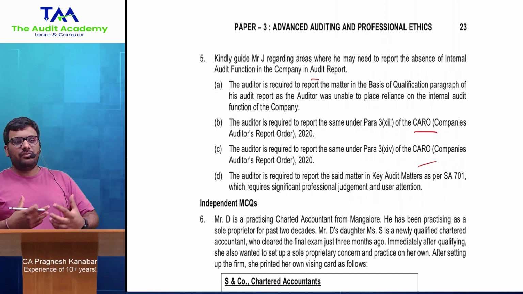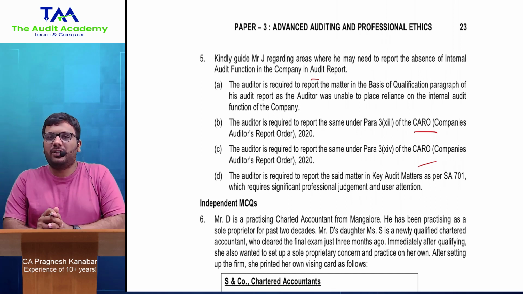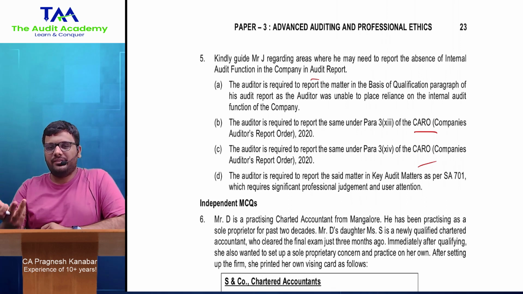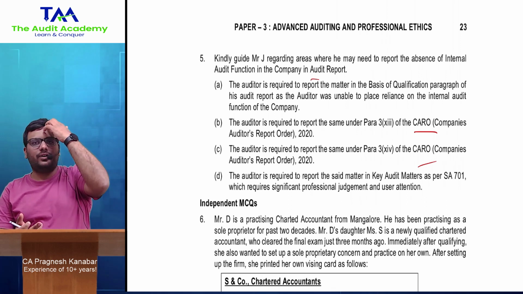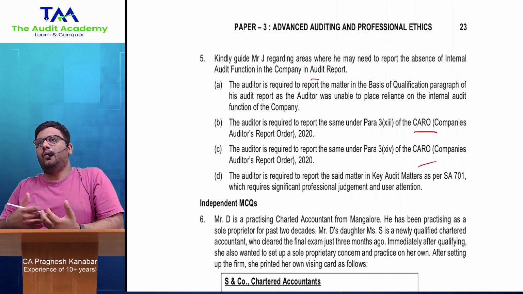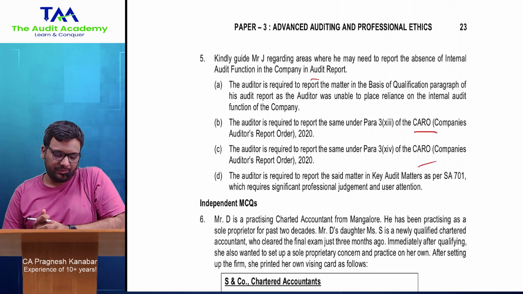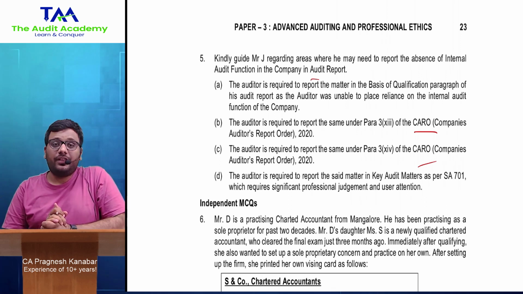All right, when will this obsession with memory power get over? Which clause of CARO? Nowadays in practical life people can always download CARO and see the clause, but at least having this knowledge that it needs to be reported in CARO, that is what we expect from chartered accountants. But then it is okay, whatever they have done.